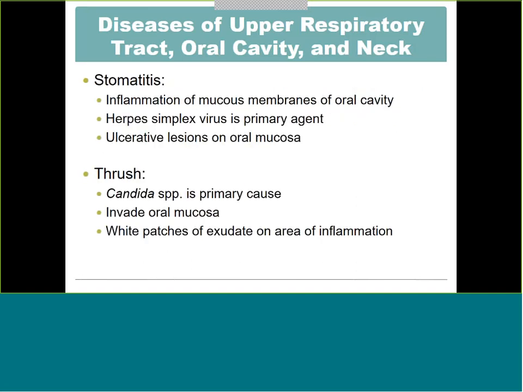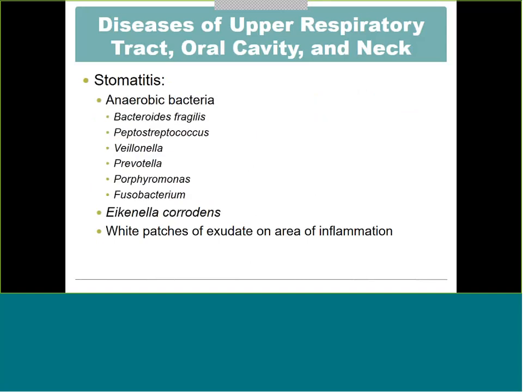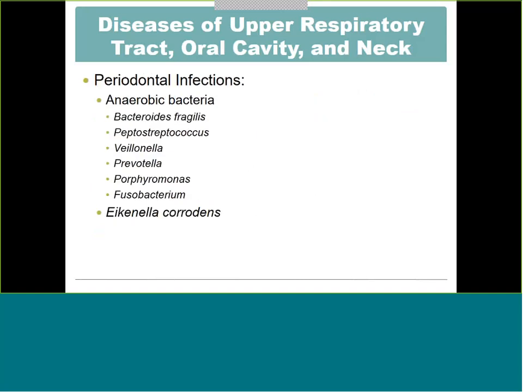Stomatitis is inflammation of the mucous membranes in your oral cavity. Herpes is a big cause of this. Thrush is caused by Candida yeast, basically oral mucosa white patches in your mouth. And then periodontal infections, a lot of anaerobes come into play when we talk periodontal. So all of those are listed there for you. Pretty much almost all anaerobes can cause periodontal. I think if you notice, the only one really missing is Clostridium.